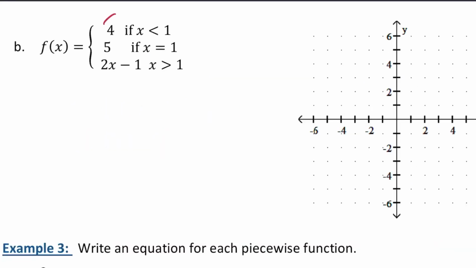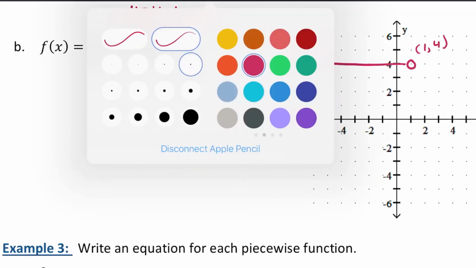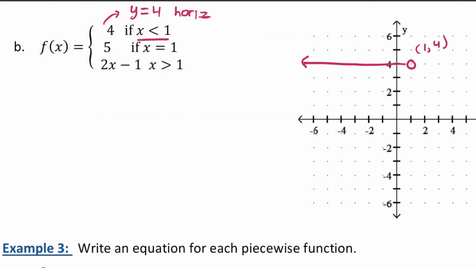All right, so let's do another one here. So my first piece is just a horizontal line because it has output of 4 for all the x values that are less than 1. So it's got points 0, 4, -1, 4. So my first piece looks like that, open circle, because it's strictly less than.